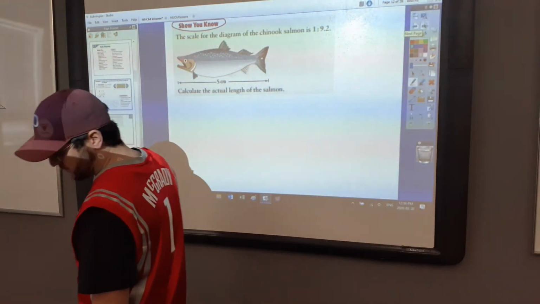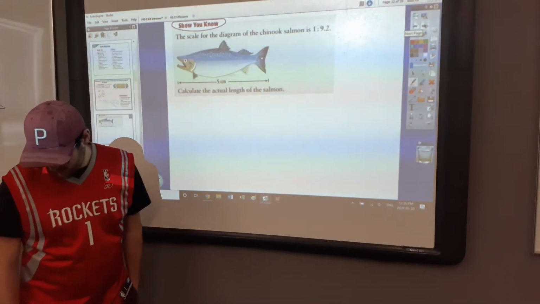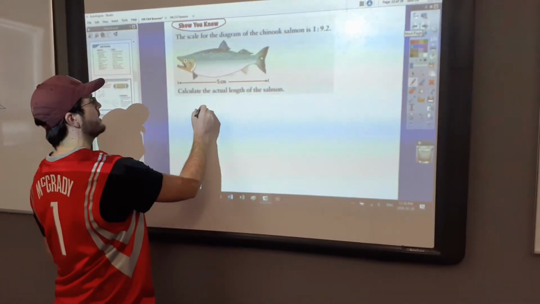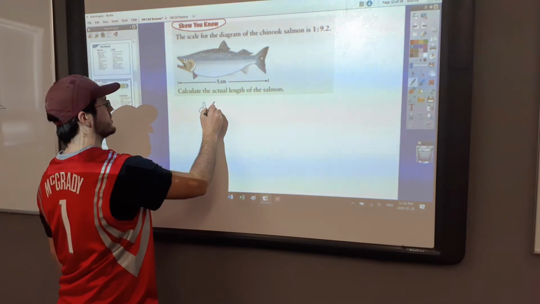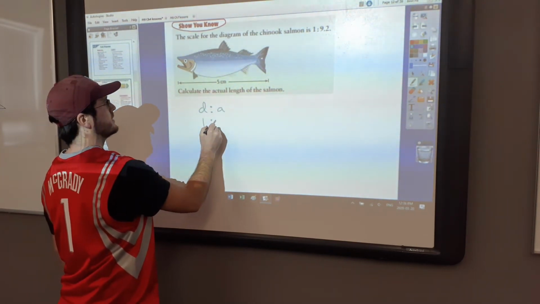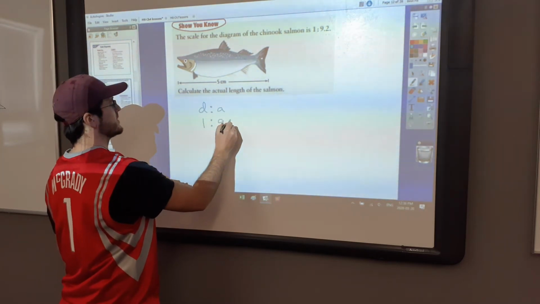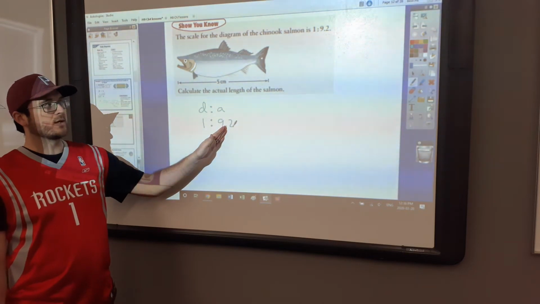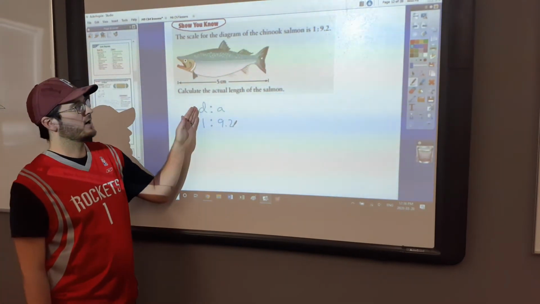So similar example here to work through. The scale for the diagram of a Chinook salmon is 1 to 9.2. So again, we've got a similar situation, diagram to actual. So if on the picture it's 1 centimeter or meter or whatever it happens to be, the units don't actually matter. It's 9.2 times as big in real life. That's what this is saying, diagram to actual.